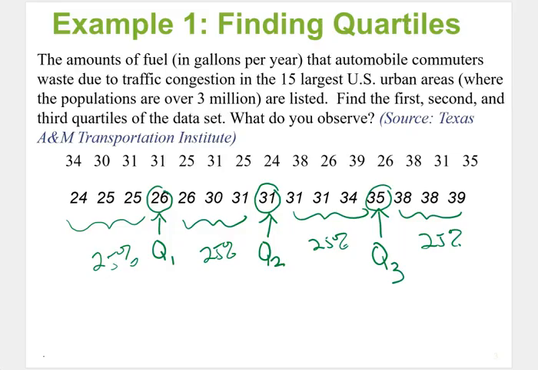So about 25% wasted 26 gallons or less. Half of the cities wasted 31 gallons or less, and 75% wasted 35 gallons or less. And then 25% wasted more than 35 gallons. So it's a nice way to cut the data up into equal pieces that you can talk about.